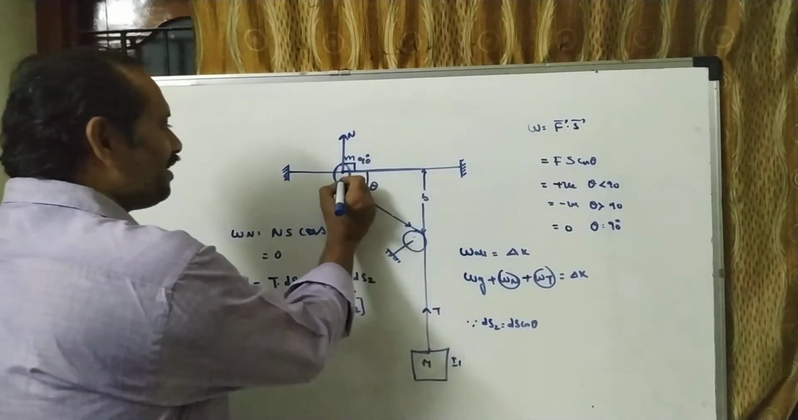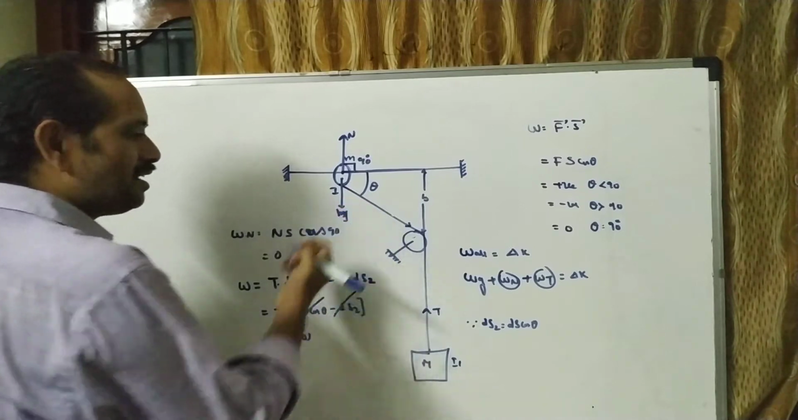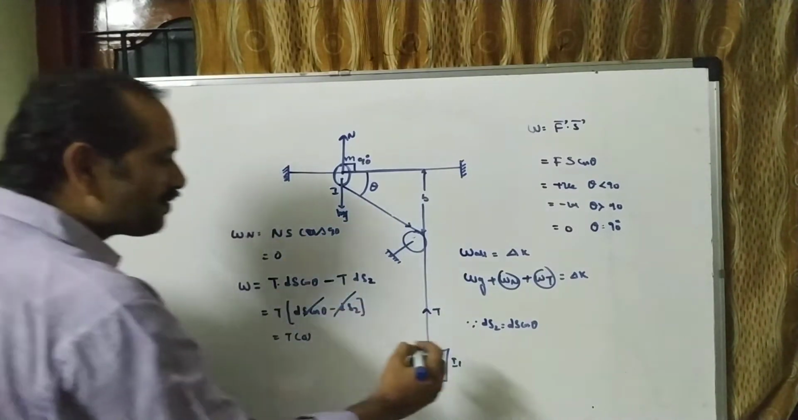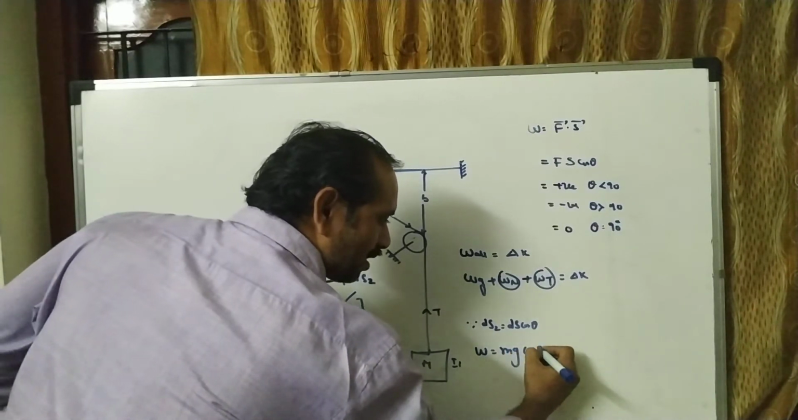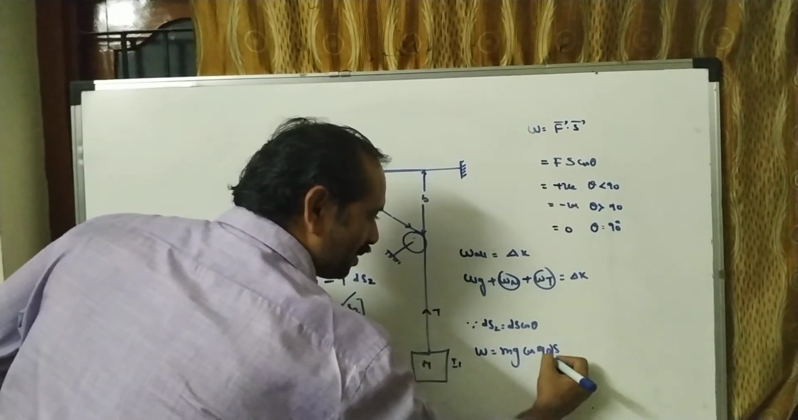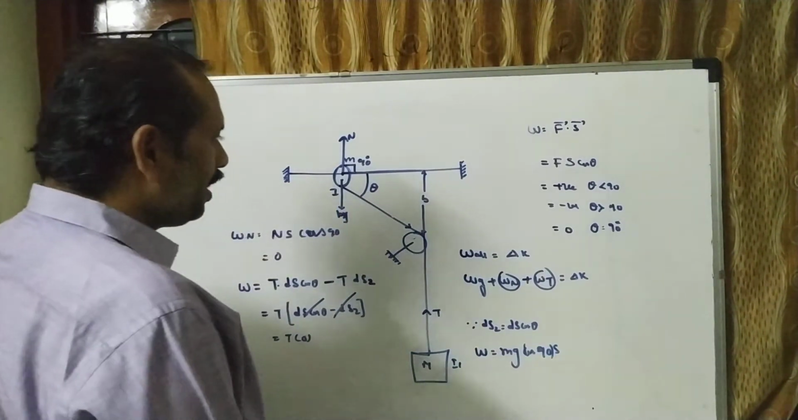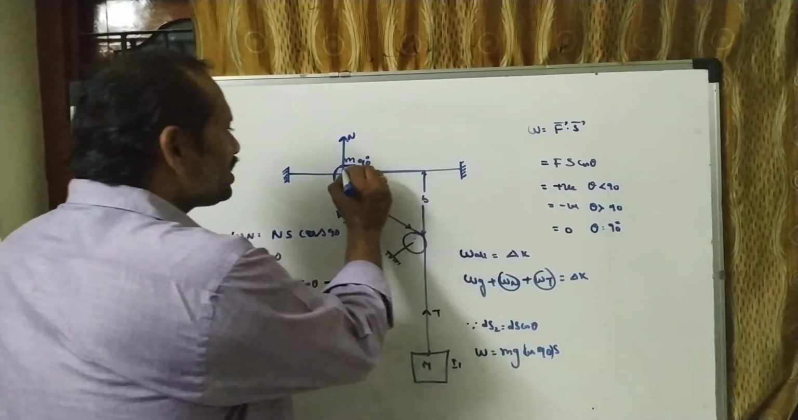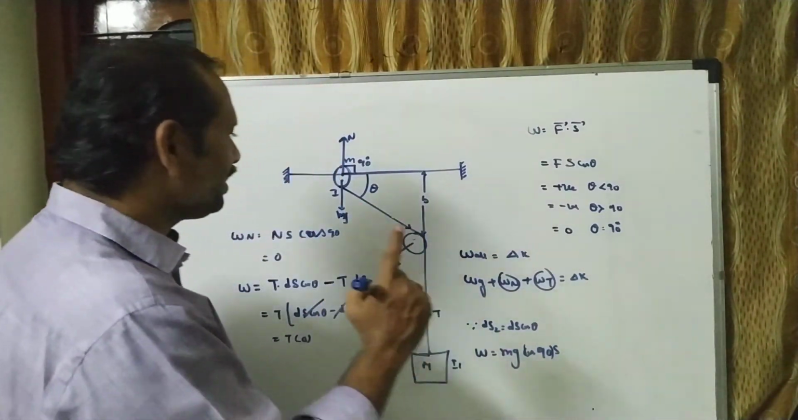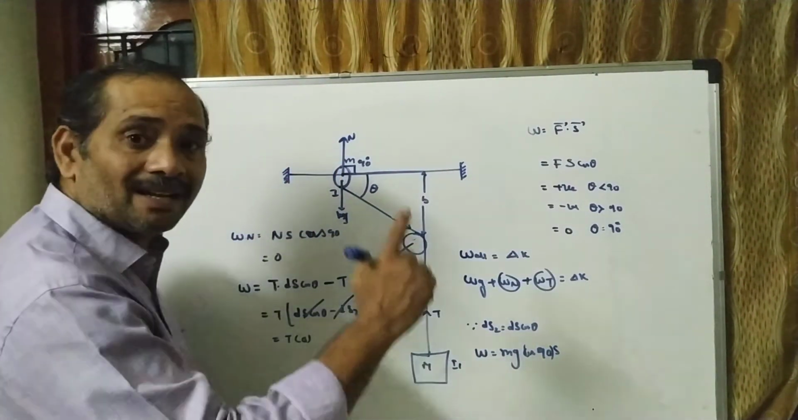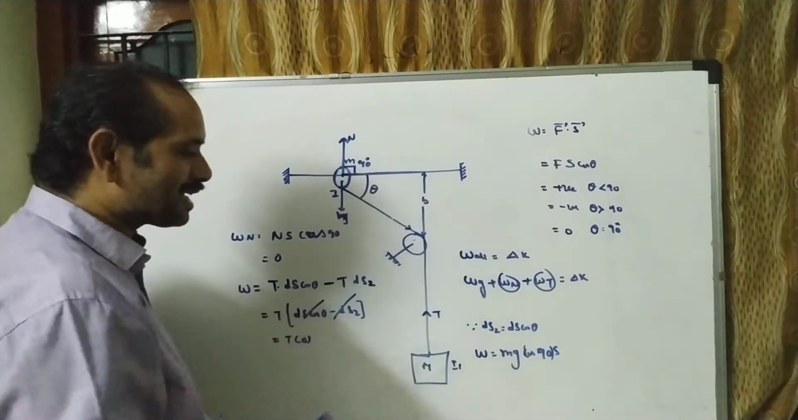Work done by gravity on the ring, mg downwards because of small m, is mg into displacement cos 90, which is 0, because force and displacement are perpendicular. Sir, the ring's velocity becomes maximum when the string becomes vertical.